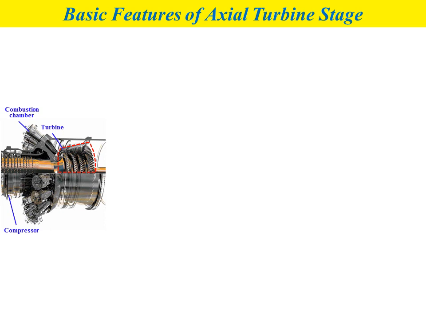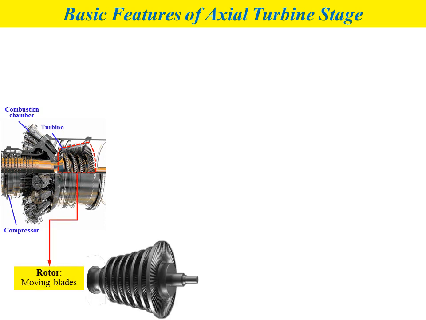For a turbine, the turbine will consist of two main parts. First, we call rotor, which is referred to as the moving blades, as shown in the figure, and sometimes we call buckets. So buckets also represent the rotor in the turbine.